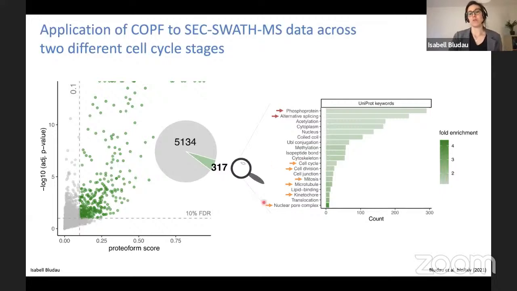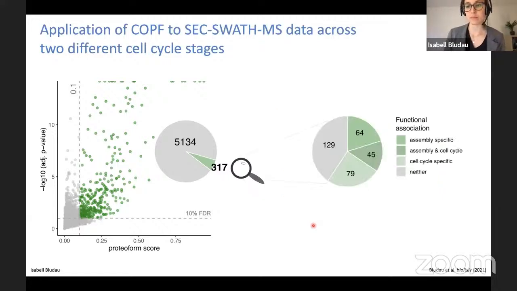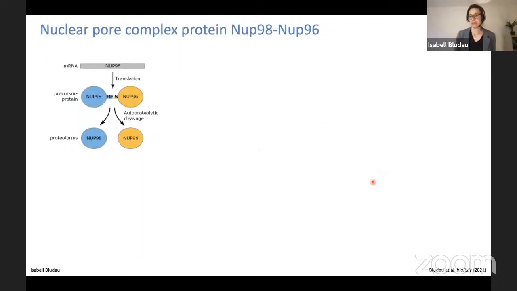And also the other terms were largely related to cell cycle regulation, which makes a lot of sense in the biological context. When we further looked at the classification of those proteins, we could assign roughly 100 proteins to be assembly specific, so they differed across the SAG dimension, and around 120 or so were cell cycle specific, and they were actually differentially abundant across the two cell cycle stages.